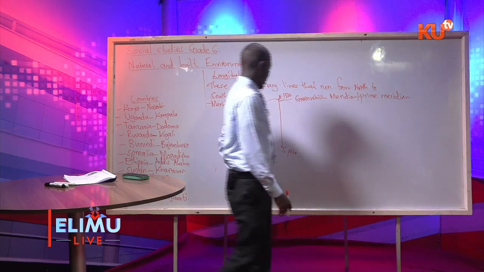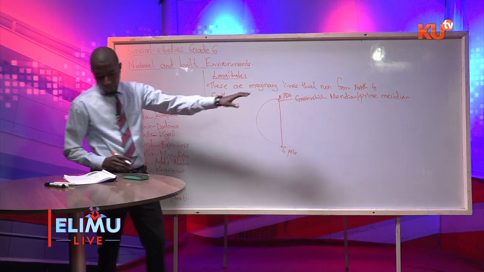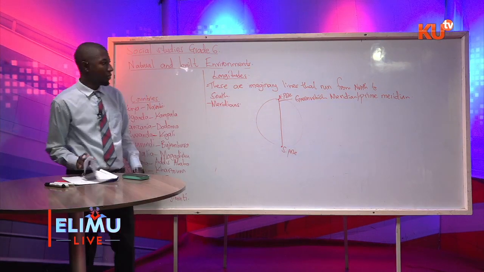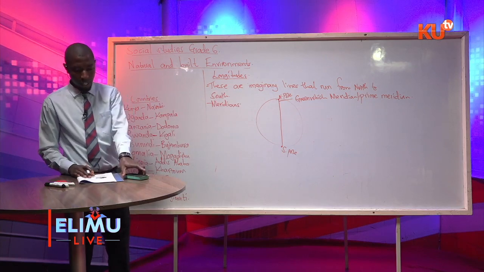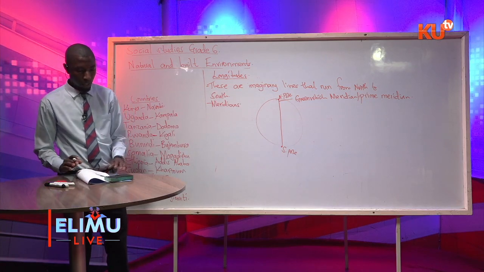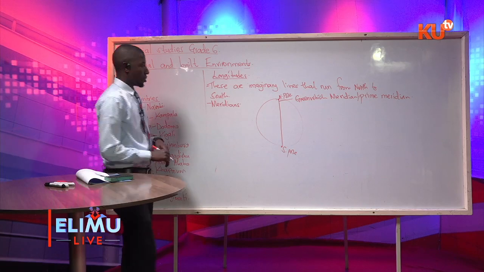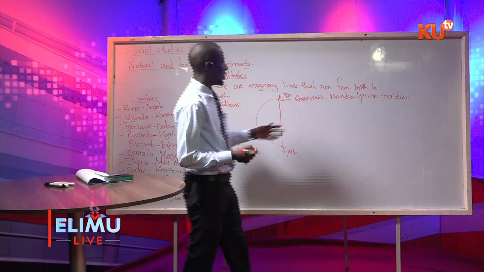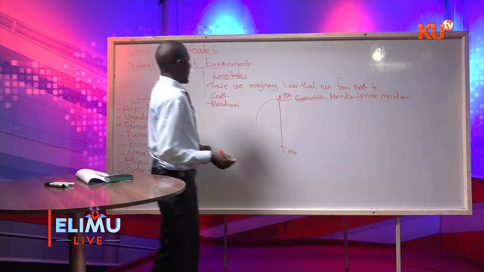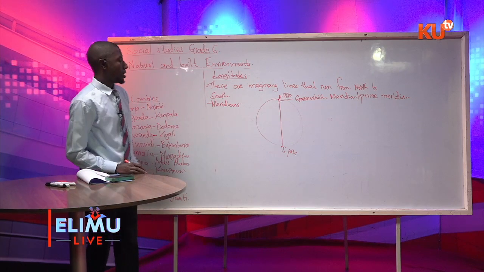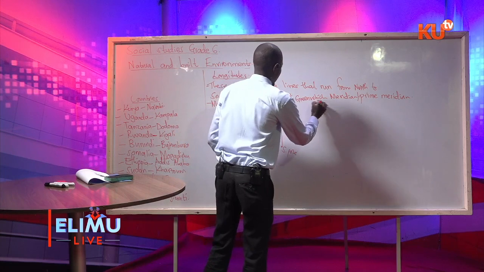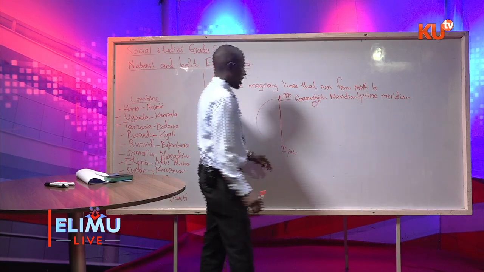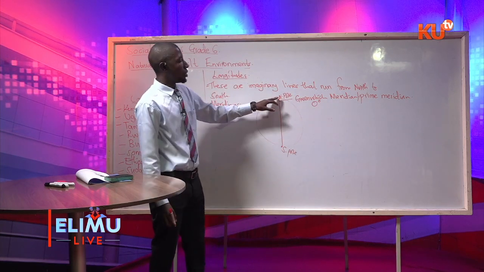Prime meridian. So that is a major line of longitude right there. There are, of course, other lines of longitude, which I'm not going to go into detail about, just like the latitudes. So this one, the Greenwich, is at 0 degrees, and it runs from north to south.